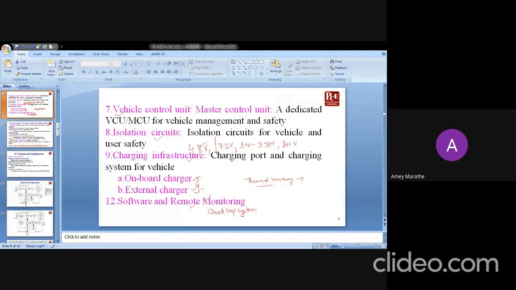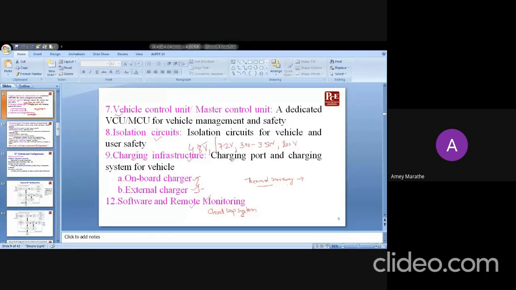Telematics, Amod, is a combination of telephone and information technology. You're talking about GPS, right? You're talking about so many things. You're talking about monitoring a driver's behavior, right? All these systems come under telematics. So we will come to that part.